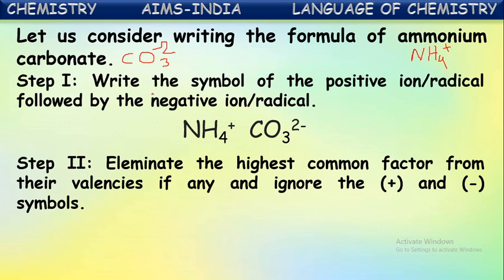Second step, eliminate the highest common factor from their valencies if there is any, and ignore the symbols. See here the valencies: NH4⁺ represents plus 1. In the carbonate, 2 minus, so the valency is 2. Here 1, here 2. No common factor comes here. So we won't eliminate any common factor. Then we skip to ignoring the positive and negative symbols. Then they become NH4 1 and CO3 2. We have just ignored the positive and negative symbols because there is no common factor.